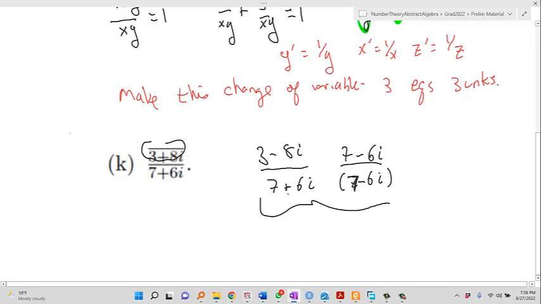Pay attention, there's no square root on the bottom. You have to work this out, and you'll get a real number on the bottom, and then you get a complex number on the top. You'll get a number of the form a plus bi. Your final answer should have the form a plus bi. And you should be able to find a and b in this case.